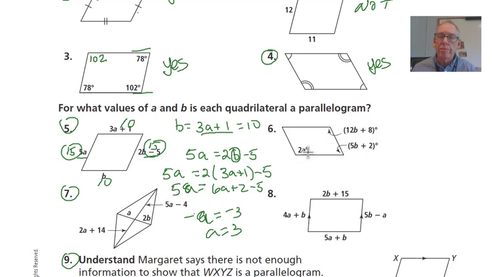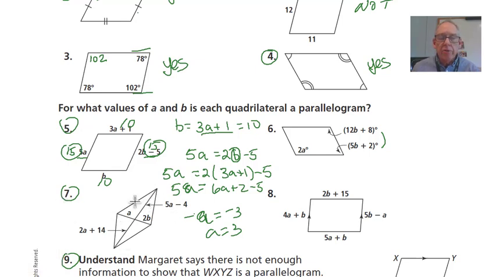For number 6, you're dealing with the angles. The way to start with number 6 is those two angles are a linear pair because those are consecutive angles, and consecutive angles in a parallelogram are supplementary. So you're going to do 12B plus 8 plus 5B plus 2 is equal to 180. Find the B, and you have those angles, and then you can figure out that whatever this angle here is, when you put the B in, has to be equal to 2A since it's an opposite angle, and you can make it a parallelogram that way. Okay, let's look at number 7.